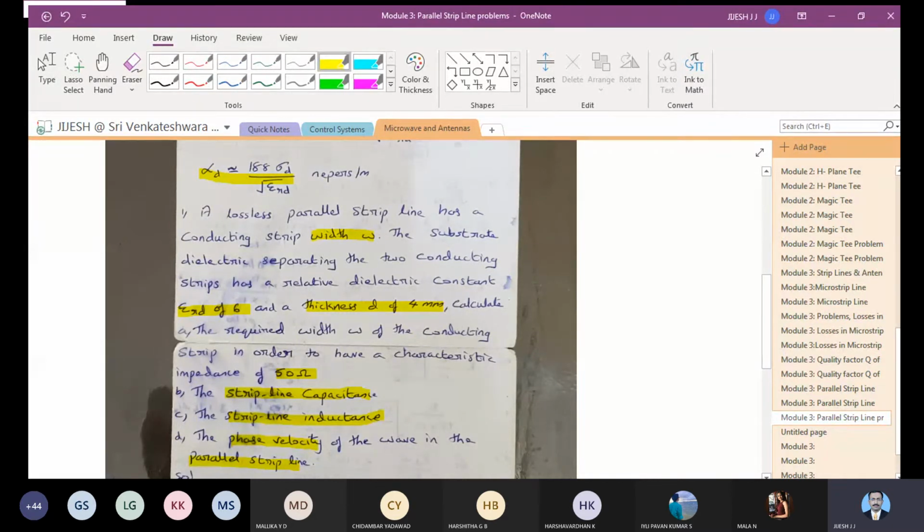So the characteristic impedance is given for you, 50. So you can think which equations are to be used in order to find out the width W of the strip, for which we have the relative dielectric as 6 given, and thickness given as 4 mm.